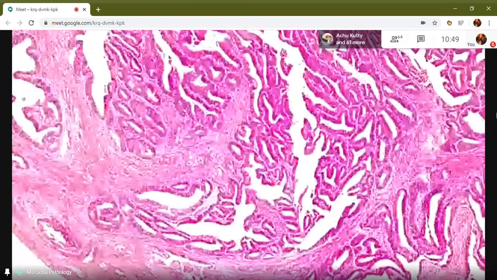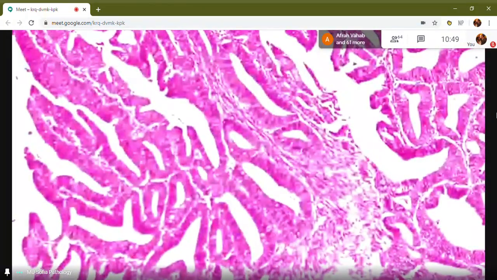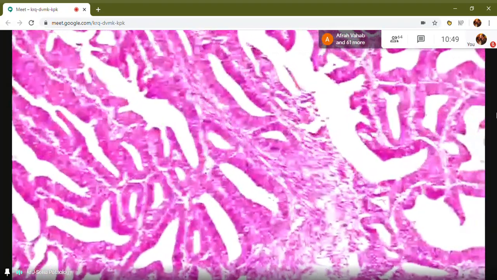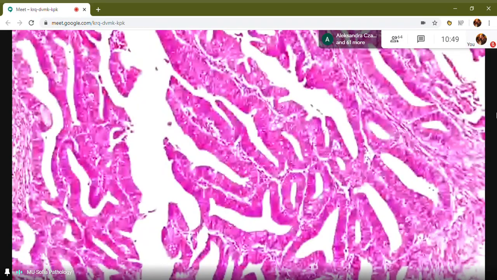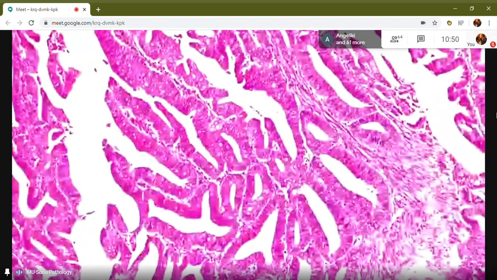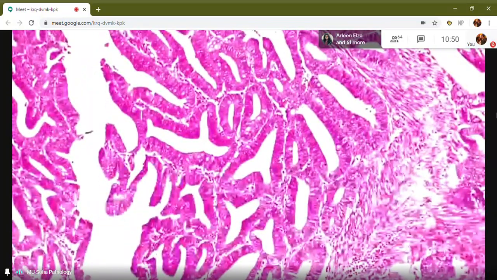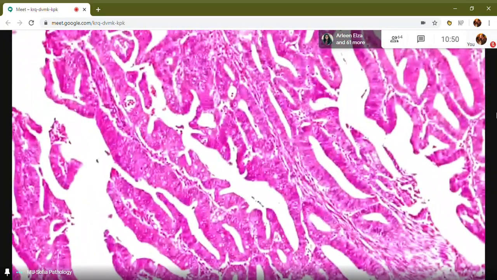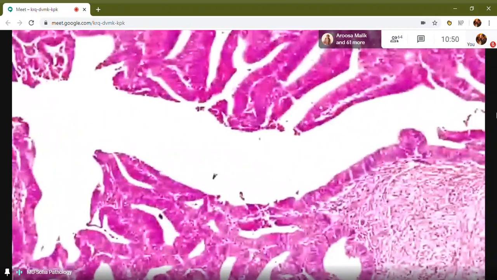Here we see glands that really have, again, different size, different shape. And they are like back to back, really tightly packed glands with almost no intervening stroma. This is really typical for adenocarcinoma. So you see those uneven glandular structures that are really tightly packed with almost no stroma.